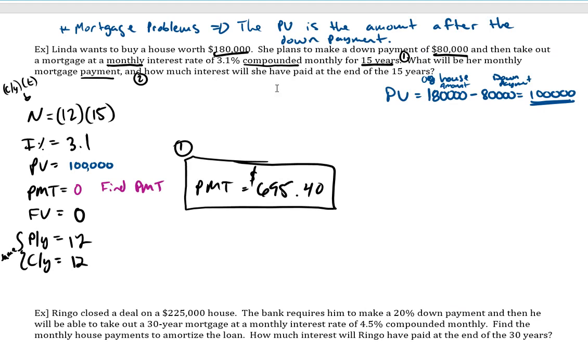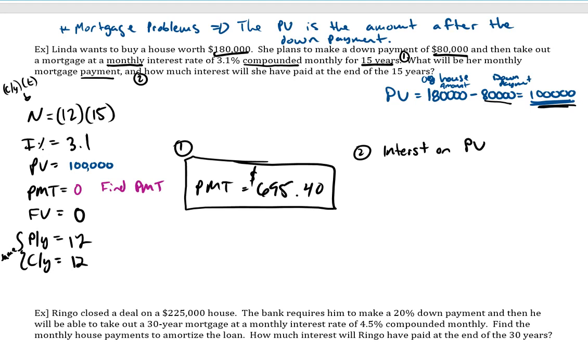And then for number 2, it's asking how much interest will she have paid at the end of the 15 years. Now, when it's asking how much interest will she have paid, it's talking about on the present value. So the original 180,000, again, that was just the price of the house, but we're not paying interest on what's already paid immediately. So $80,000 is already paid, so we don't need to pay interest on that. So it's only on the present value.